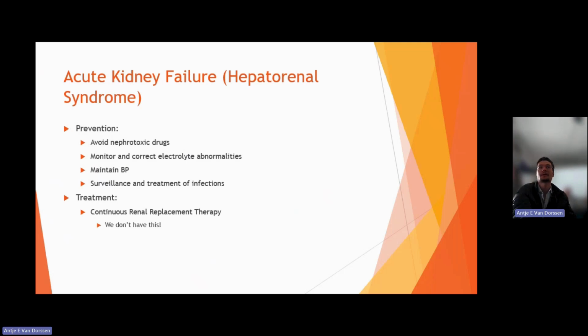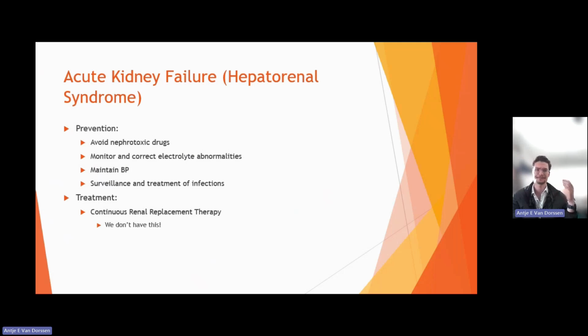Acute kidney failure, we want to obviously try and prevent this, so avoiding nephrotoxic drugs, monitoring and correcting electrolyte abnormalities, monitoring the patient's fluid status and blood pressure, and then treating and surveilling for infections. We very rarely have access to renal replacement therapy in the ICU for these cases, and especially not the continuous kind like CVVHD or something like that. It's very rare that we'll have the ability to get this for our patient.